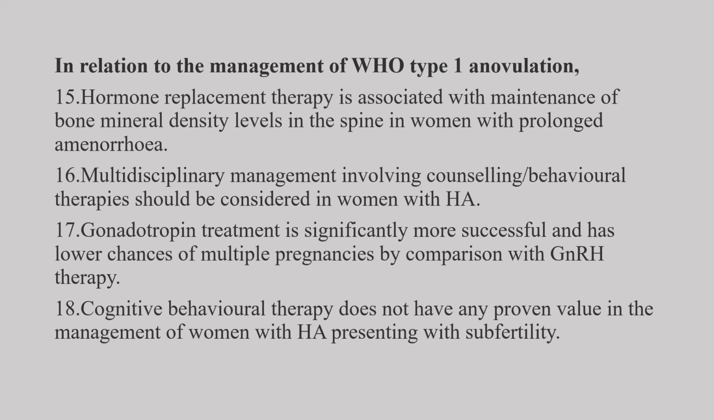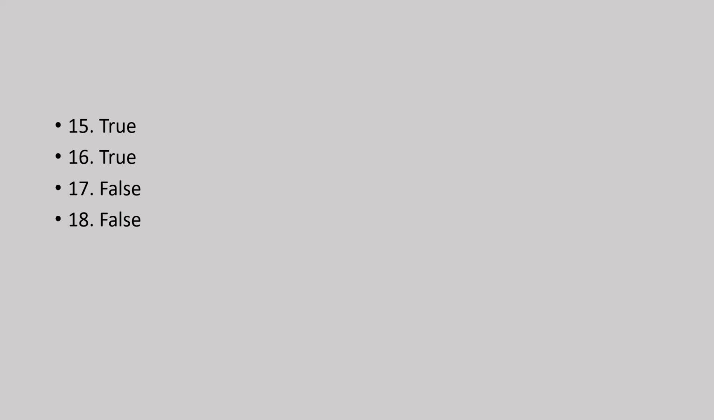Gonadotropin treatment is significantly more successful and has lower chances of multiple pregnancies by comparison with GnRH therapy. False. Again, the same. GnRH is more successful. It has a higher cumulative pregnancy rate and monofollicular development, so low chances of multiple pregnancy. Cognitive behavior therapy does not have any proven value in management of women with hypothalamic amenorrhea presenting with subfertility. False. This has a role. CBT and lifestyle modifications have a role.